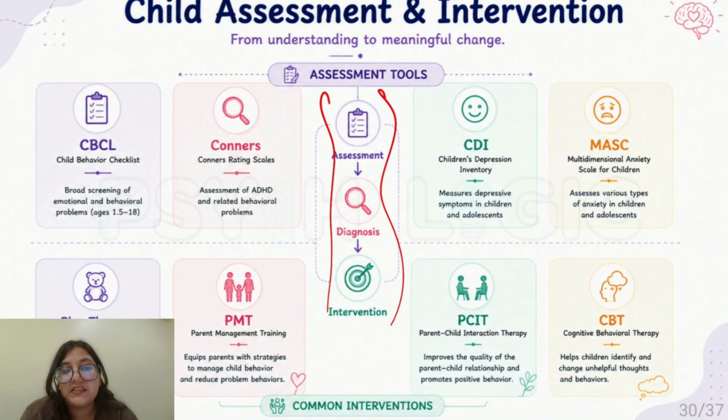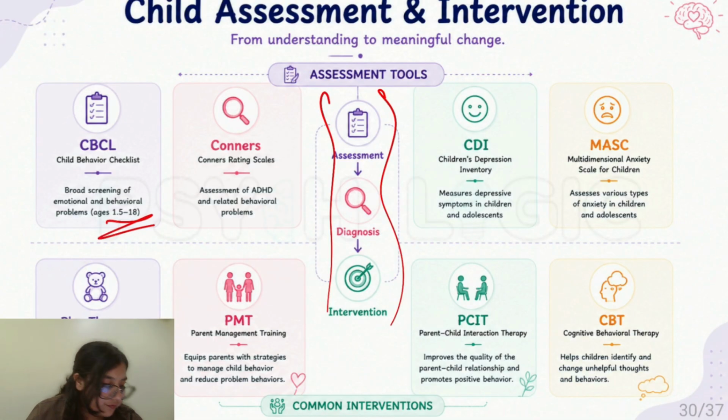Imagine if the parent says that something isn't right with my child, but they don't know what. That is where we use this. We don't know what the problem is, so it will provide a broad overview of the child's emotional and behavioral functioning for 5 to 18 years of age, usually completed by parents or the caregivers.